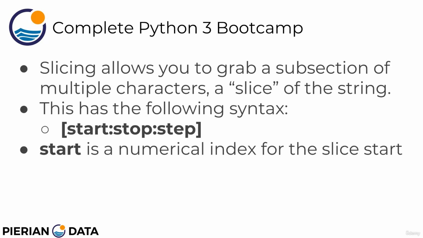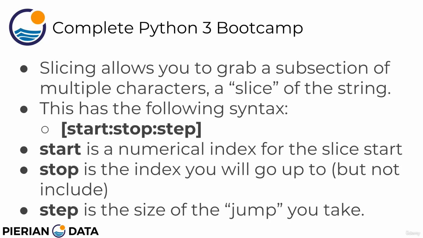Slicing allows you to grab a subsection of multiple characters, otherwise known as a slice of the string. This has slightly different syntax. Again, it's going to be in square brackets, but because we're grabbing a subsection, we're going to be able to define three parts of this: start, stop, and step. Again, this goes in square brackets with a colon separating each of these three terms. Start is the numerical index of the slice start. Stop is the index you will go up to, but not include. That's an important note, and we're going to really focus on that in the examples we'll see in just a bit. And then step is the size of the jump you take from start to stop.